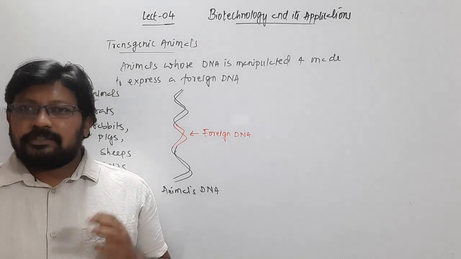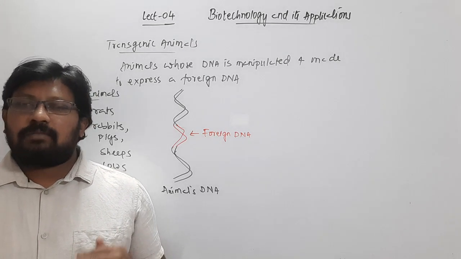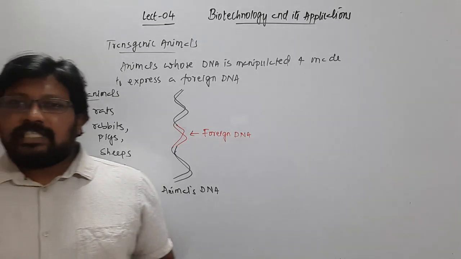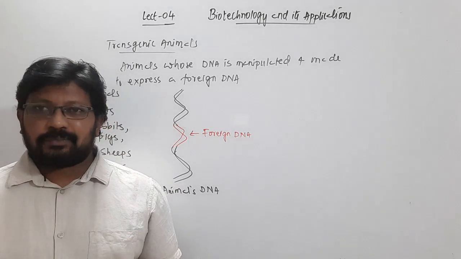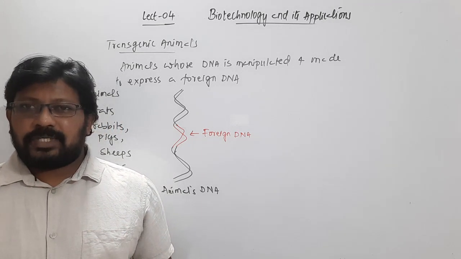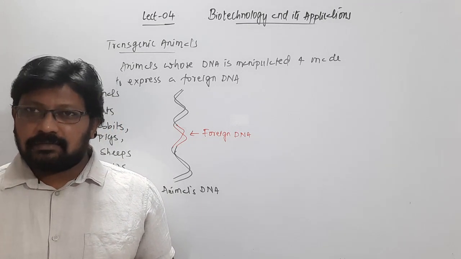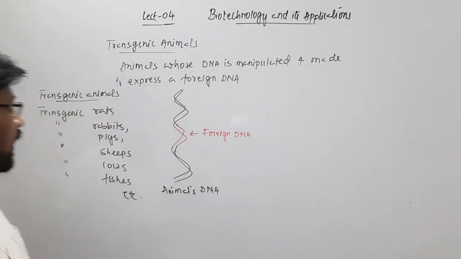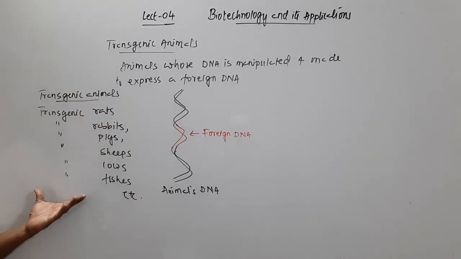There are many others also, and scientists are not stopping. They are continuously working by introducing foreign DNAs and seeing how they work, whether they are getting expressed or not, and if not, what could be the reason. Constantly they are doing research, right? So already we have produced some of these transgenic animals: rats, rabbits, pigs, sheep, cows, fishes, etc.